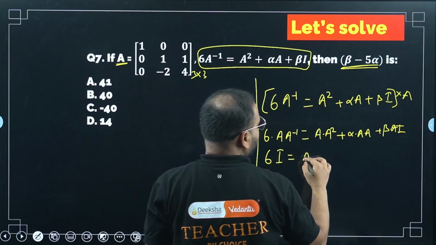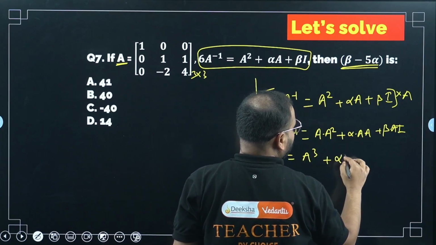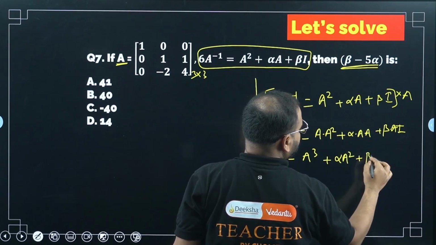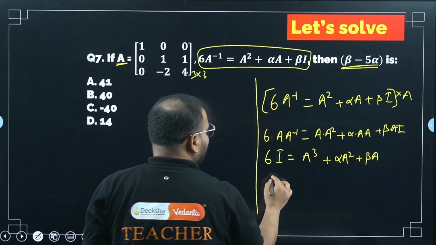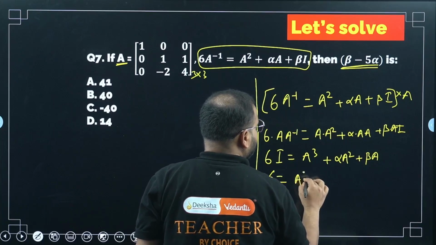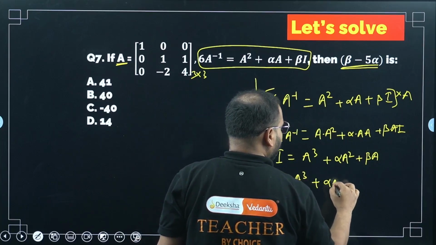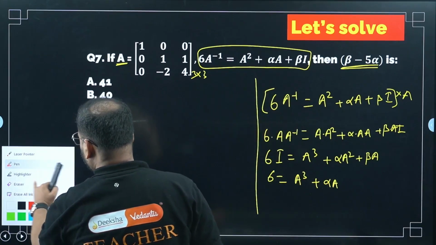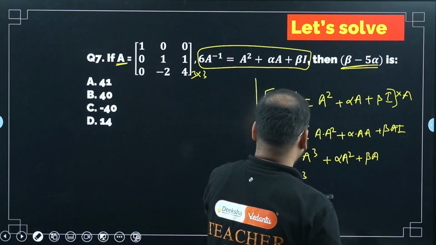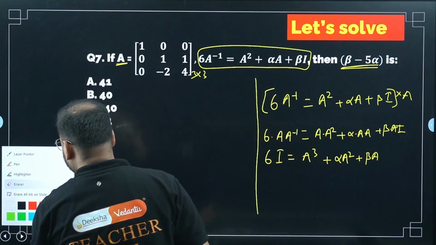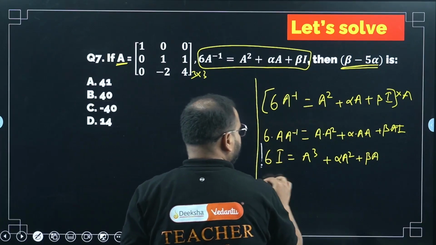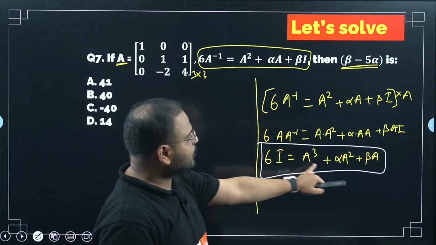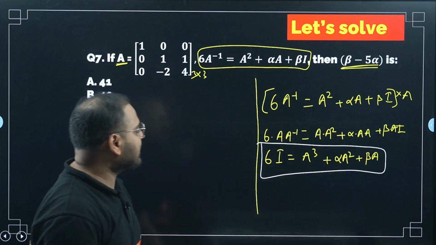This will be A cube. This will be alpha A square, and this will be just beta A. Correct? So basically I have this here as 6 equals A cube plus alpha, or actually let's keep it over here only. Even this is understandable, right? Yes, sir. It is understandable, sir. So now I have modified the given expression into something that we can calculate.